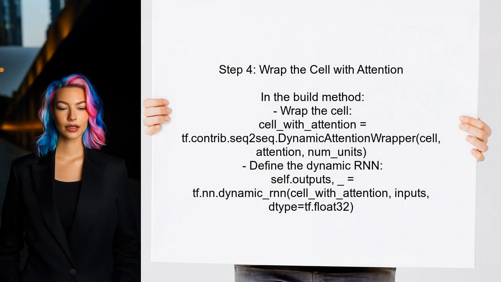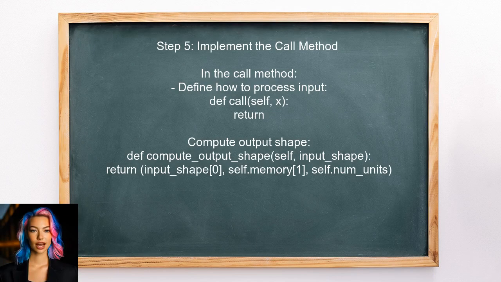After setting up the attention and GRU cell, the user should wrap the cell with attention and define the dynamic RNN. This will allow the model to process sequences with attention. Finally, the user should implement the call method to define how the layer processes input data and compute the output shape. This is crucial for integrating the layer into a Keras model.